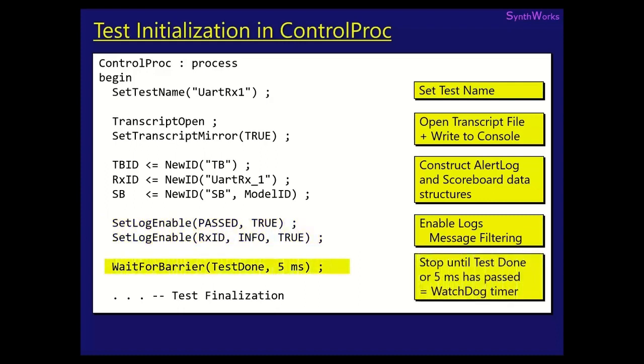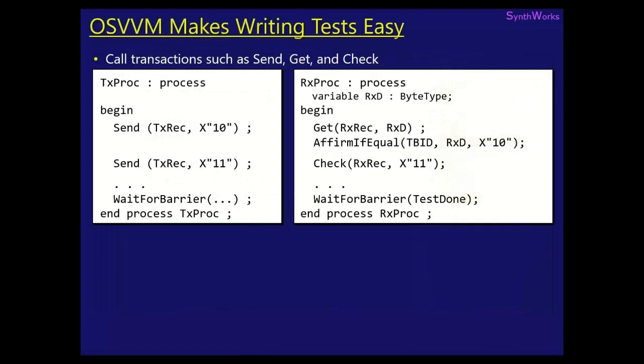And then we stop until the test is done. Or in this case, we gave it the extra parameter of 5 milliseconds. That says if 5 milliseconds go by, wake up anyway and return. And that gives us the ability to have a watchdog timer on our test and terminate it at that point. Okay. We'll finish up that process when we get to the end of this sequence of slides here.